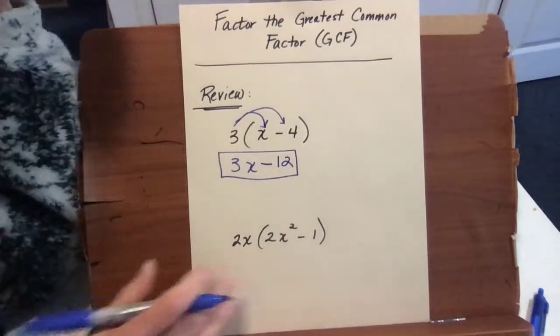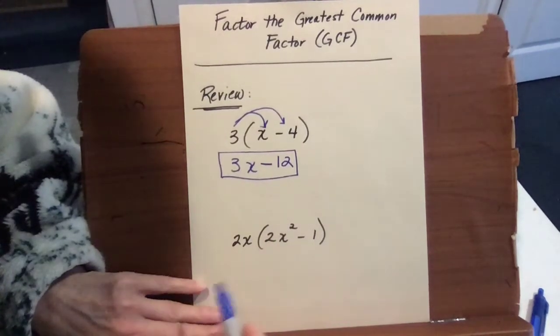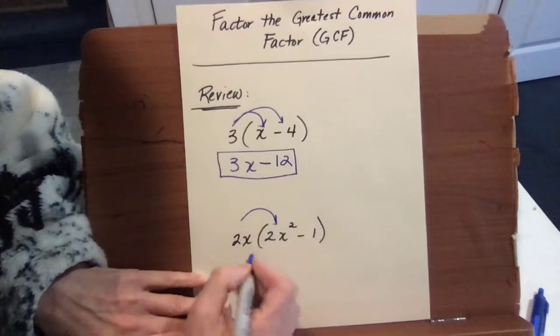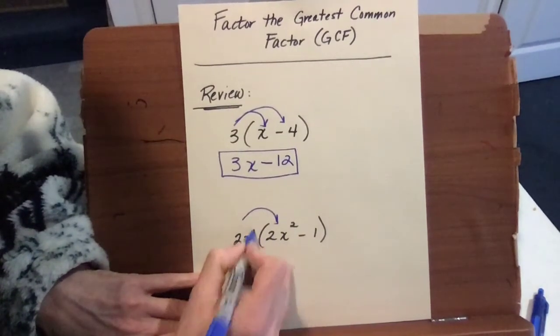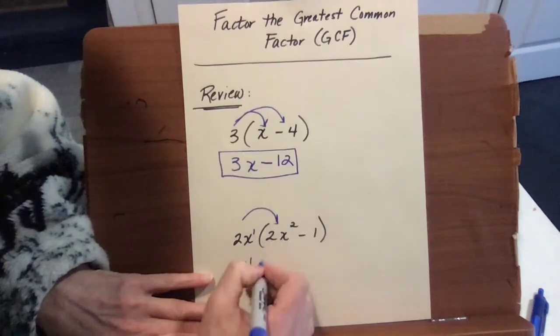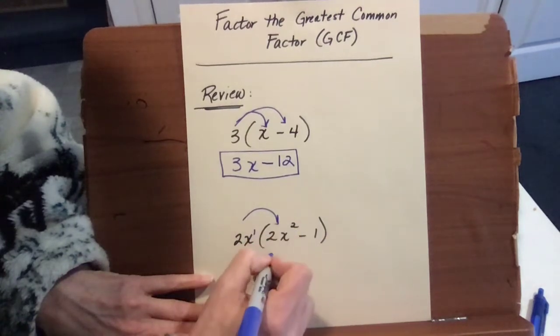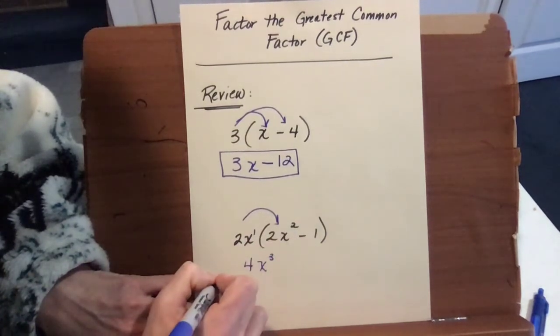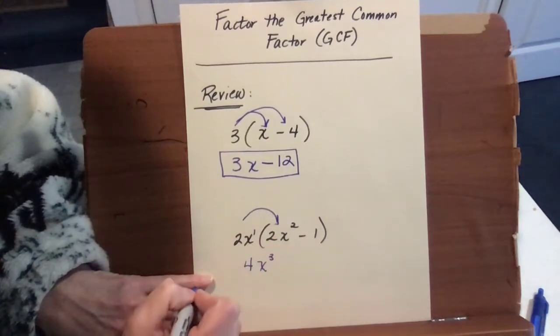Now let's take a look at our next one down here, which is 2x times the quantity of 2x squared minus 1. We're going to distribute the 2x, and we're going to get 4. And the x times x squared, remember there's a power of 1 on this x. When you are multiplying like bases, you keep your base, so we keep the x. We add the exponents, 1 plus 2, so we get 3. So this becomes 4x cubed. So 2x times 2x squared is 4x cubed.